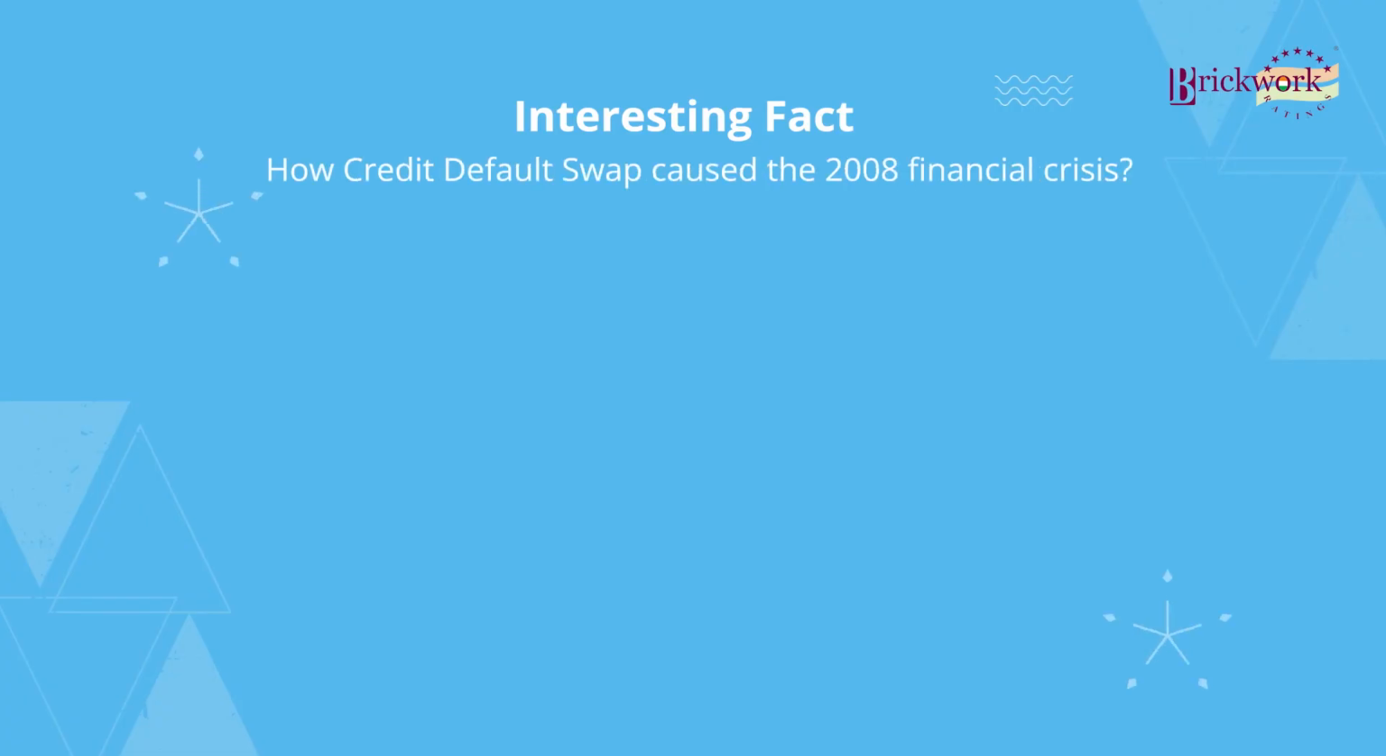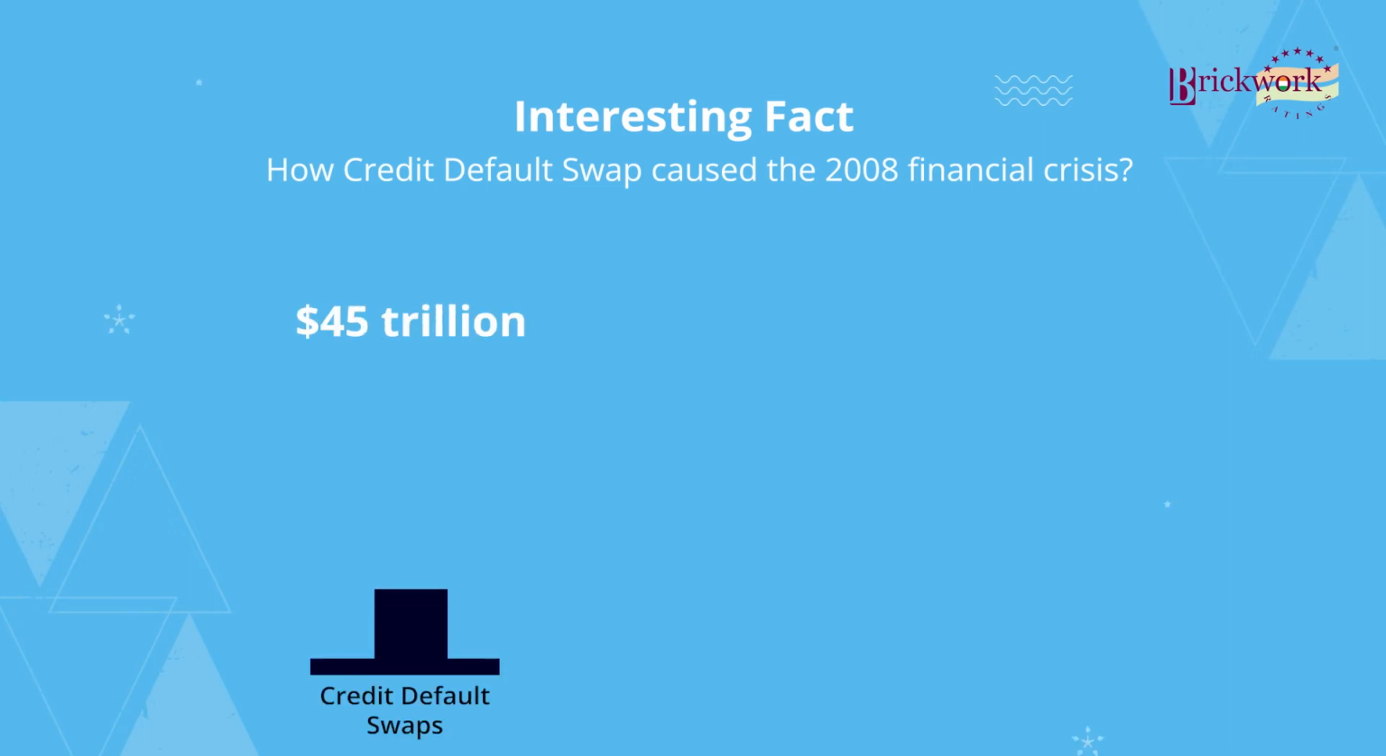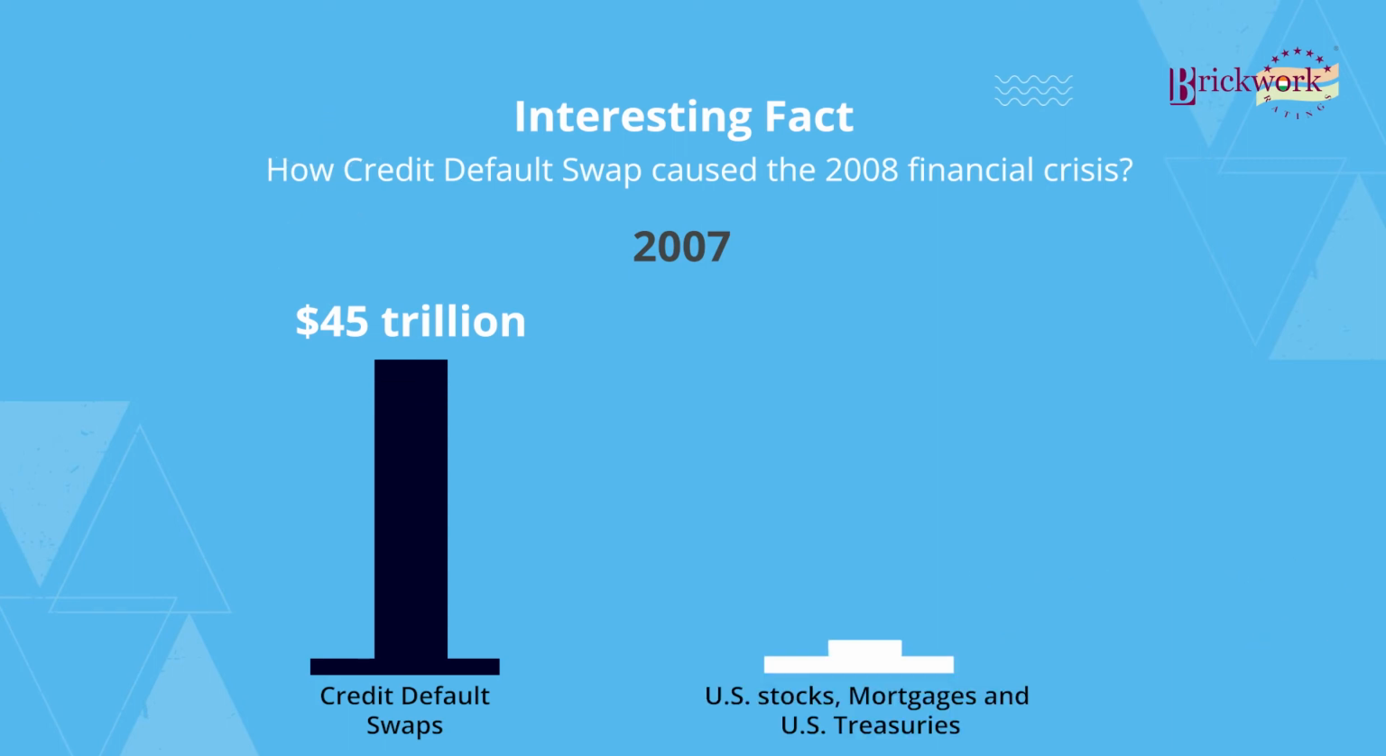How credit default swap caused the 2008 financial crisis. In the United States, by mid-2007, there was more than $45 trillion invested in credit default swaps. This amount was more than the money invested in the US stocks, mortgages, and US treasuries combined.